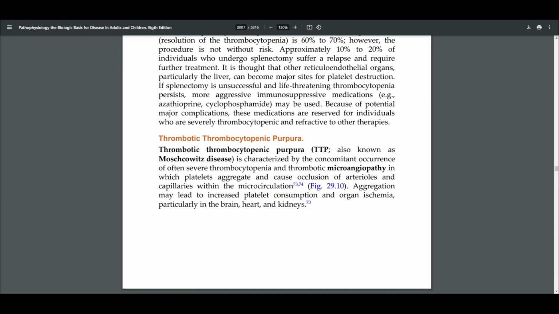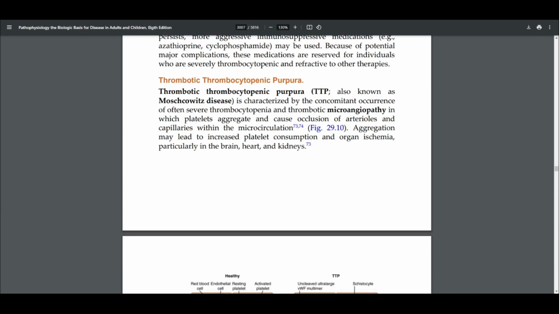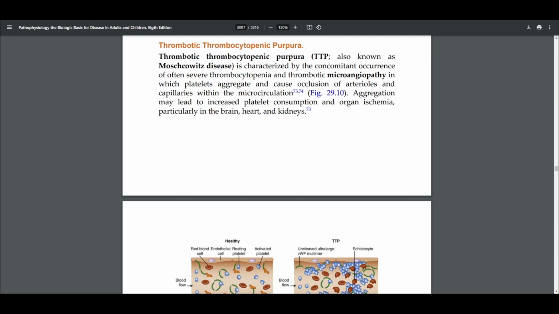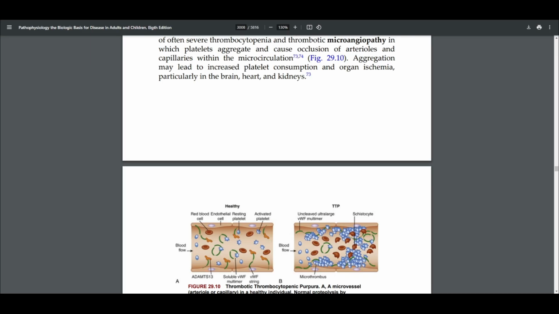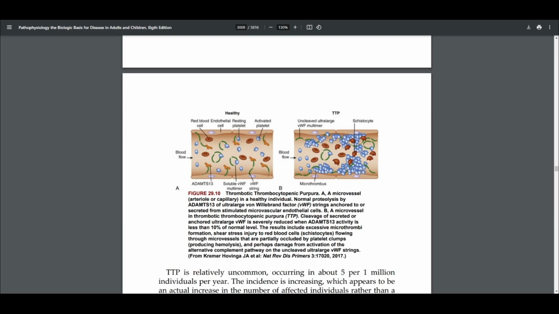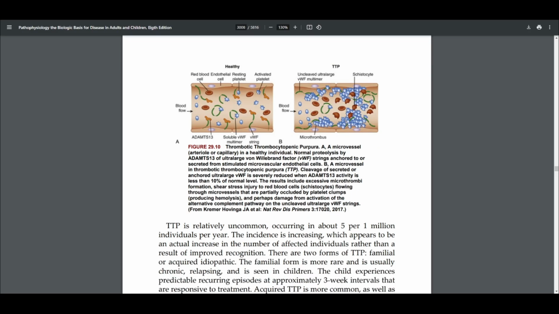Thrombotic thrombocytopenic purpura, or TTP, is characterized by the concomitant occurrence of often severe thrombocytopenia and thrombotic microangiopathy, in which platelets aggregate and cause occlusion of the arterioles and capillaries within the microcirculation. Aggregation may lead to increased platelet consumption and organ ischemia, particularly that of the brain, heart, and kidneys. So here you're taking a look at a picture of thrombotic thrombocytopenic purpura.